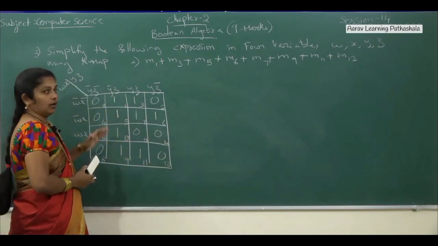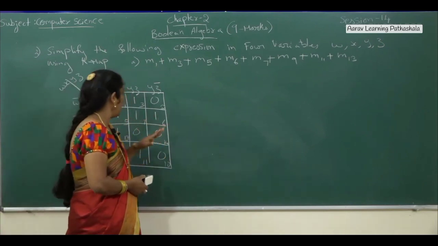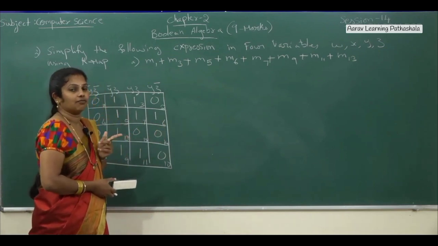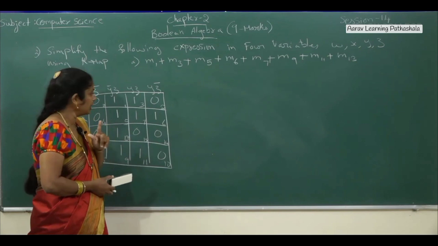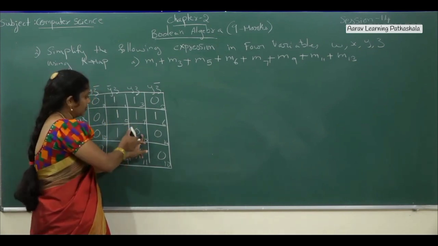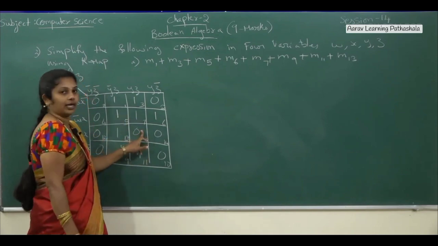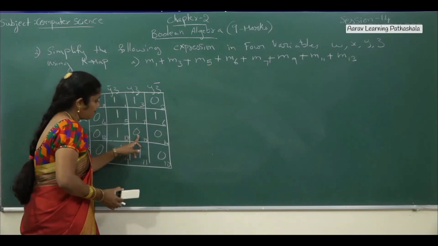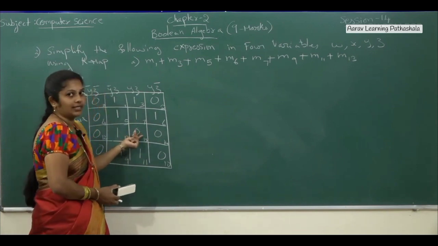Yes, now. Already I told you, first you have to check for row map. Row map, is it possible? No, it is not possible. Then next you have to check for octet. For 8 adjacent 1s you have to check. If I have 1 here also, then I can take it as an octet. Now I cannot take this as an octet. If I have adjacent 1s here also, then I can take it as an octet.